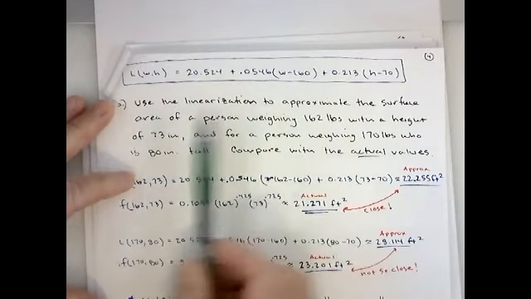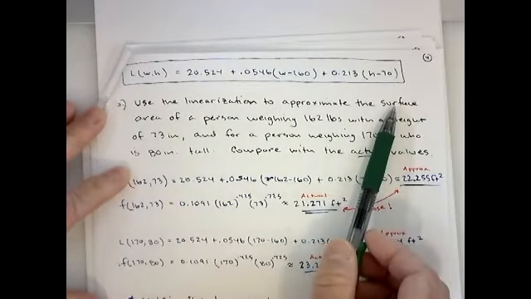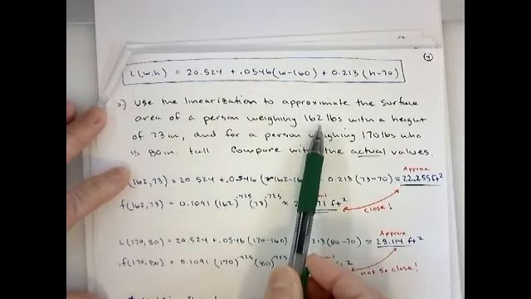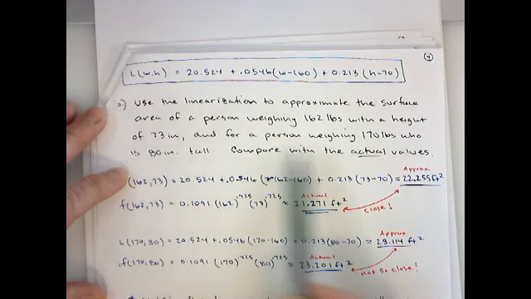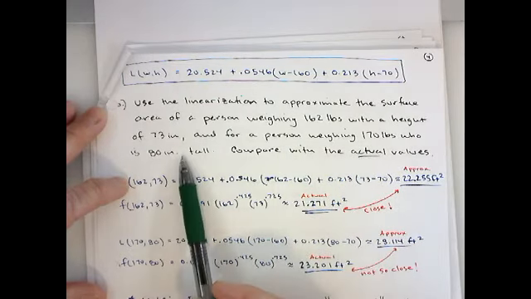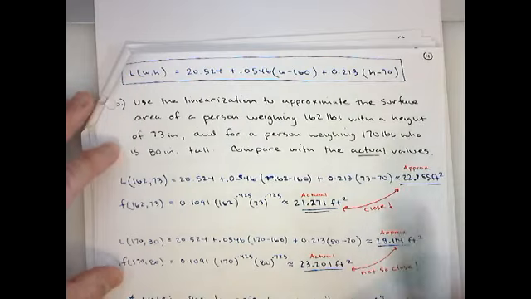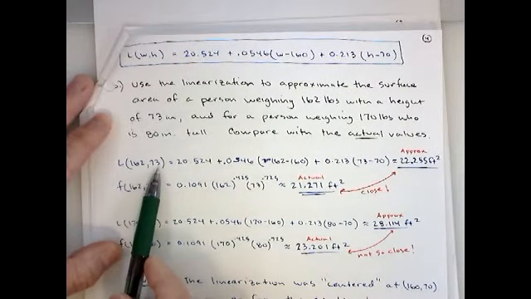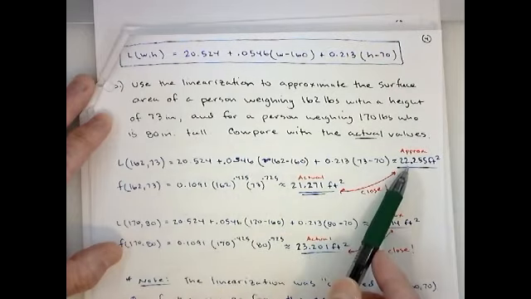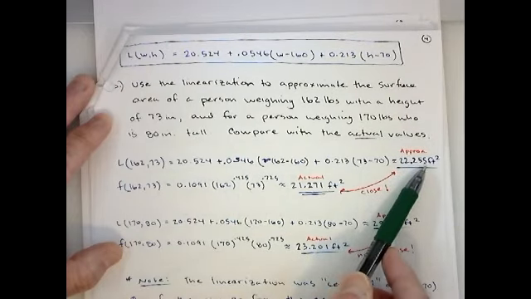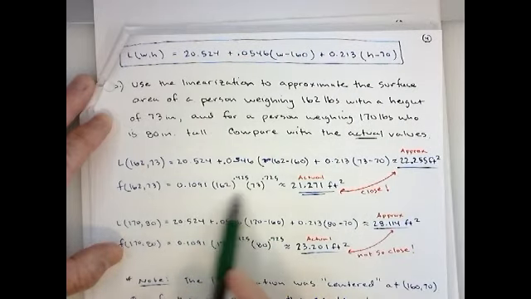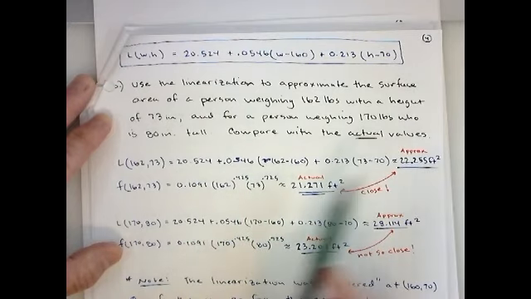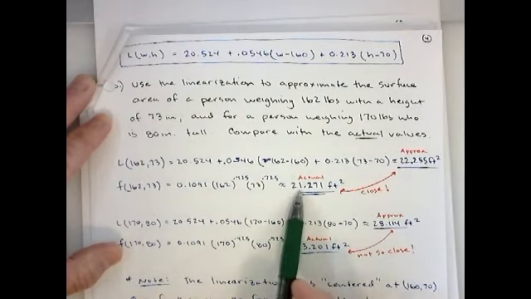So why do we want a linearization? Because we want to approximate something. Using this, let's see if we can approximate the surface area of a person weighing 162 pounds and a height of 73 inches. And also we're going to do it for 170 and 80 inches. So the linearization, if you plug in 162 and 73, gives 22.255 square feet as your approximation. And I plugged 162 and 73 into the original function. You kind of need a calculator for both of them anyhow, and I got 21.271.